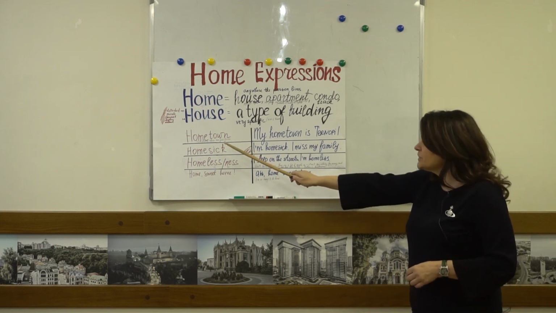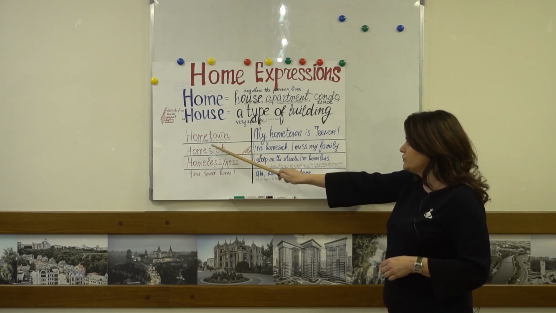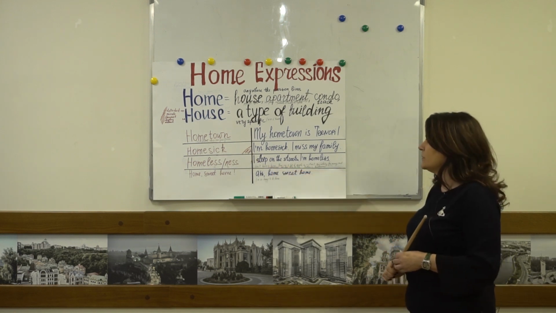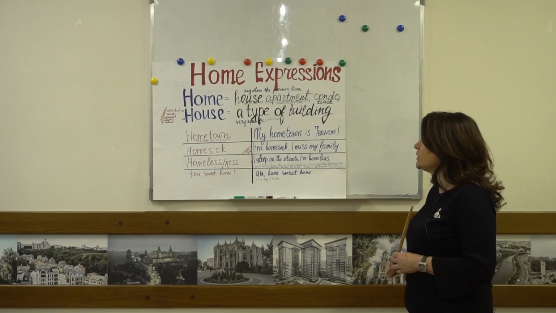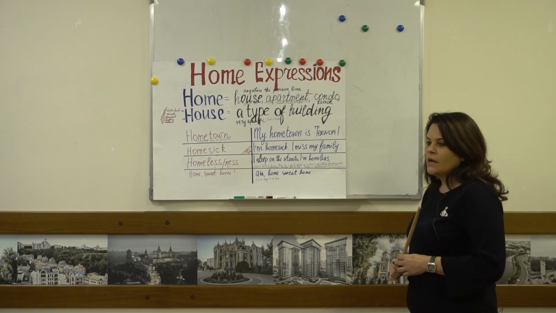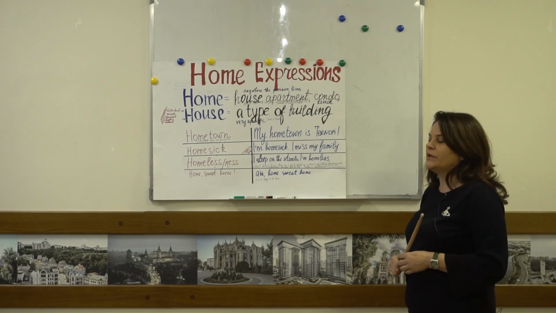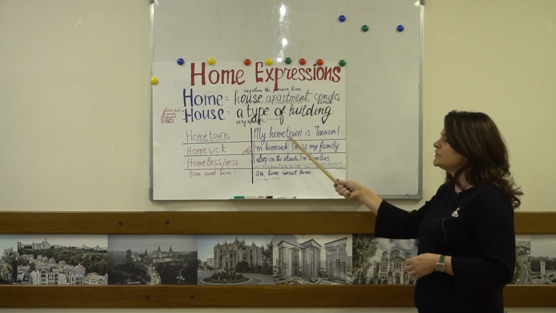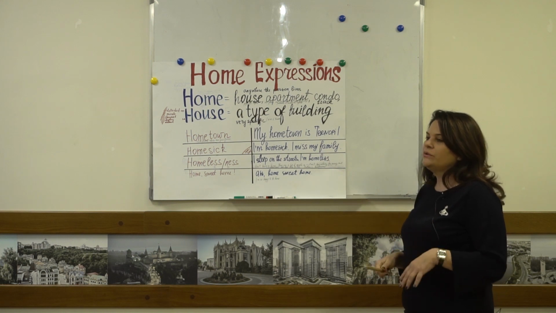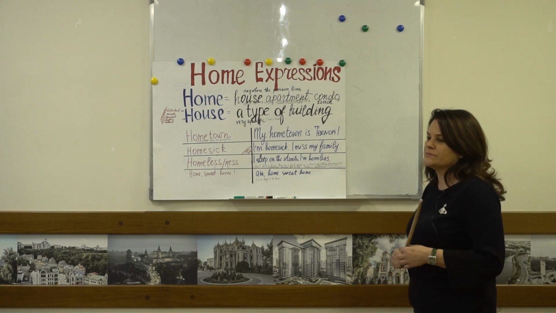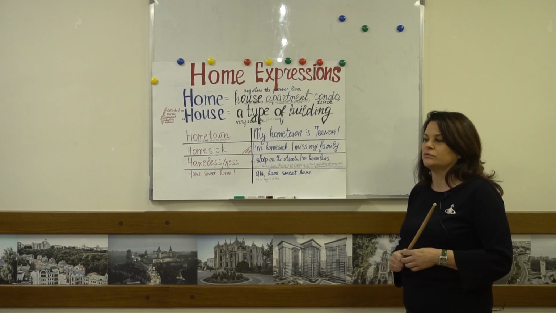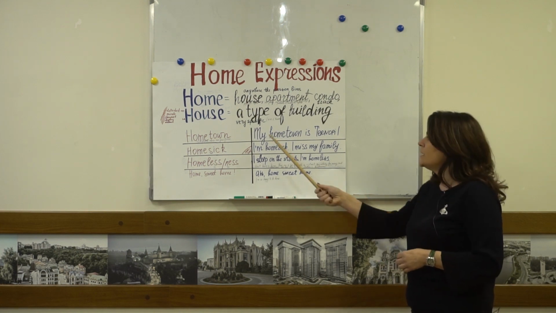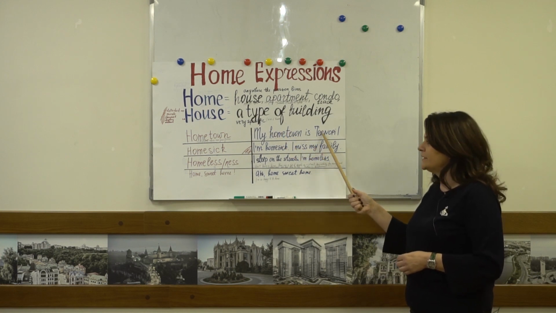The first expression, very interesting and very useful to you, is hometown. What is hometown? Hometown is the place where I am from. When I was born in Ternopil and live in Ternopil, I can say my hometown is Ternopil. When you are from Kiev, when you were born in Kiev, when you spent your childhood in Kiev, you can say my hometown is Kiev.